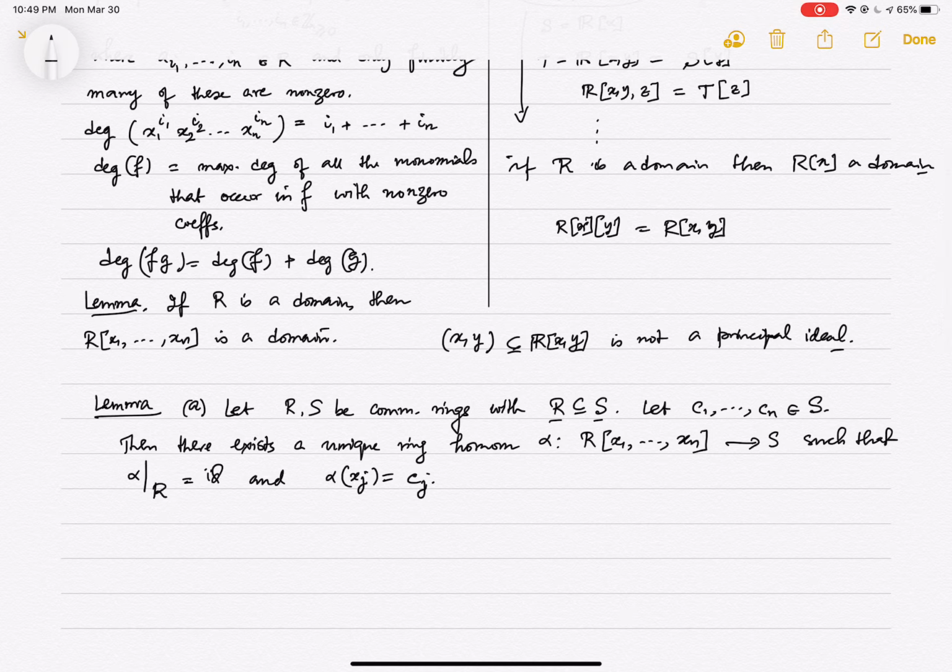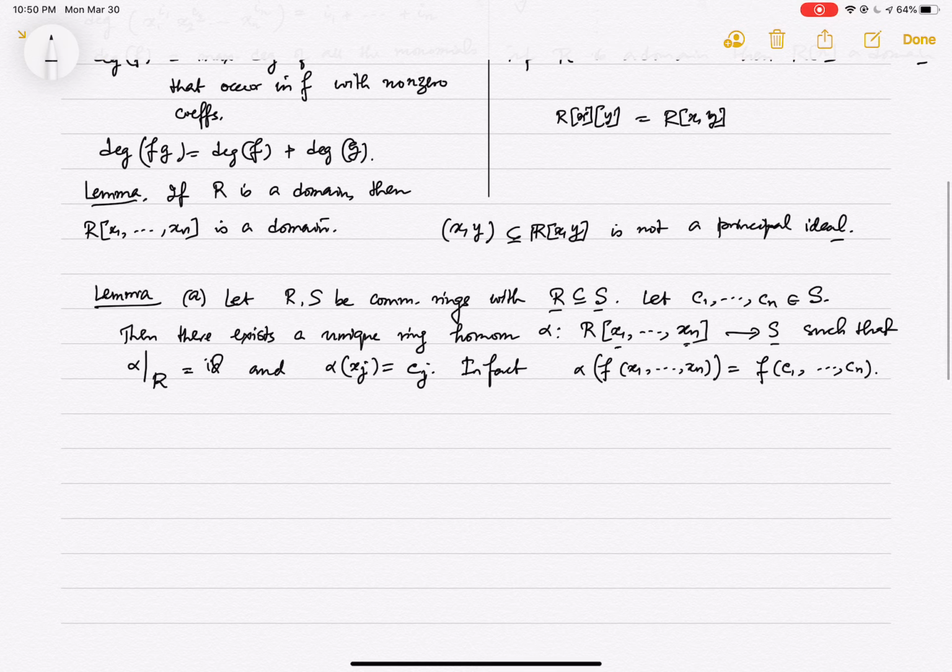So if you don't touch the constants, then all that you can do is choose where the variables go. And basically you can send the variables to any arbitrary set of elements of S, and once you do that, you have no further choice. So in fact, alpha of a polynomial is just going to be the polynomial evaluated at c1, c2, ..., cn.